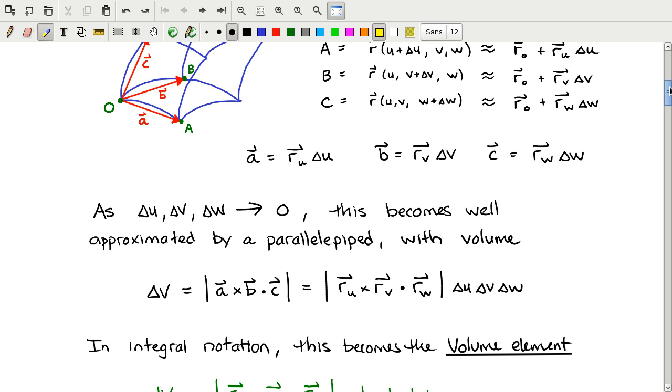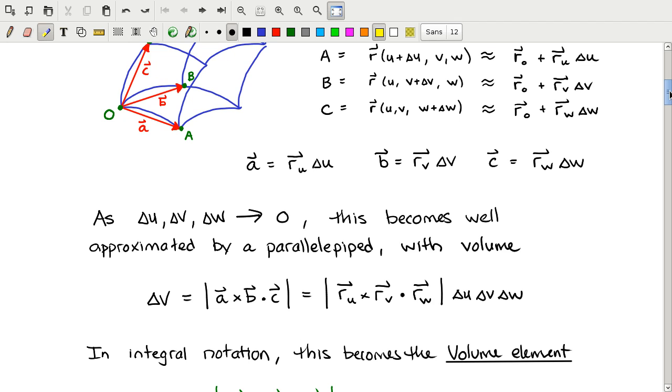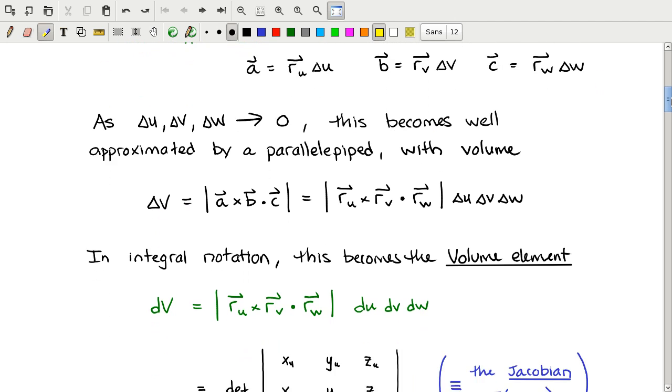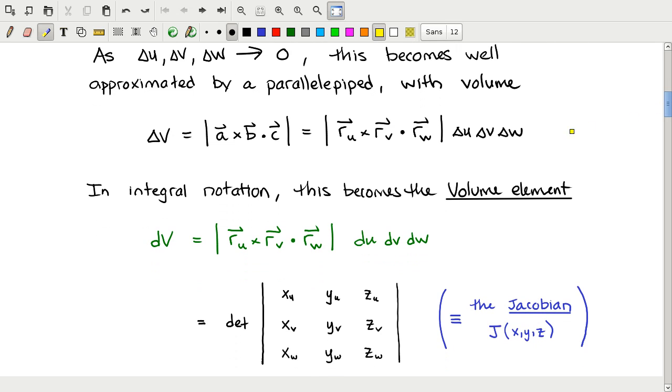Finally, as delta u, delta v, and delta w all go to 0, then delta V goes to 0 as well, and the increment notation of the Riemann sums gets replaced with the infinitesimal notation of the integral, and we obtain the volume element. Delta V becomes dV, and delta u, delta v, delta w become du, dv, dw, and this object here in the middle, this scalar triple product magnitude, remains the same. So here is our formula for the volume element in terms of the geometric properties of the coordinate system, these partial derivatives of the position vector with respect to the three parameters u, v, and w.